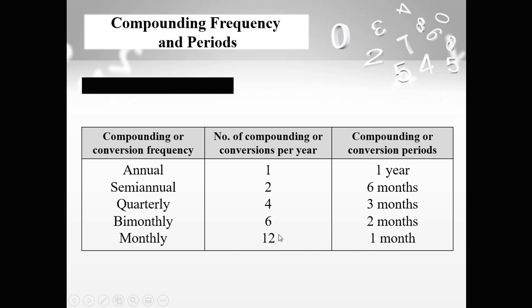So, again, the number of compounding or conversion periods per year, this will be your m, or the conversion frequency. Okay, next.